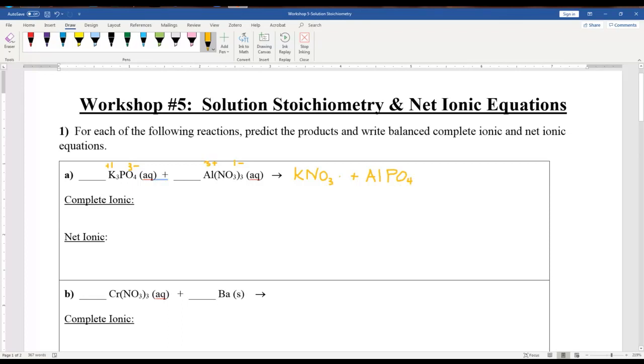Now, after you predict the products, you have to identify whether or not they're soluble. Because you start with 2 solutions, and these are both aqueous, you have to figure out whether or not the products are soluble. And for that, you may end up having to reference a solubility table or solubility chart. Do you happen to have a solubility chart? Well, I have one on the internet. I'll pull one up.